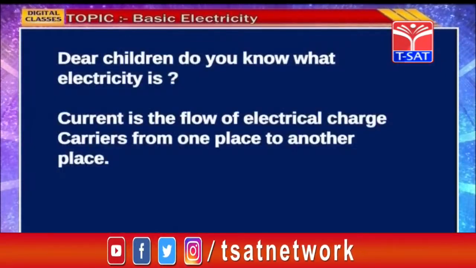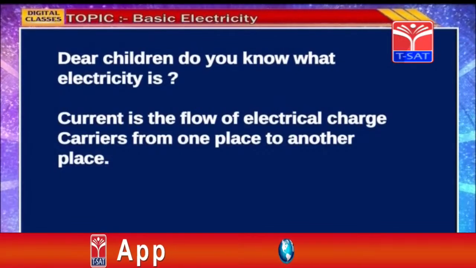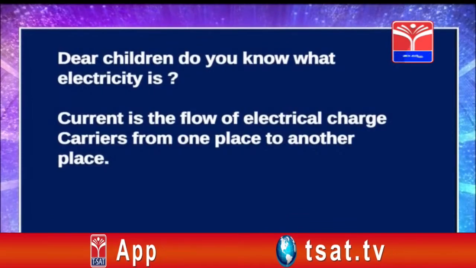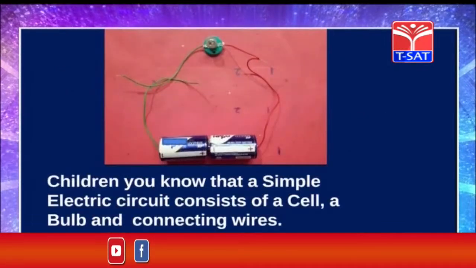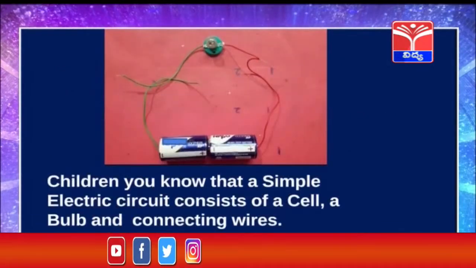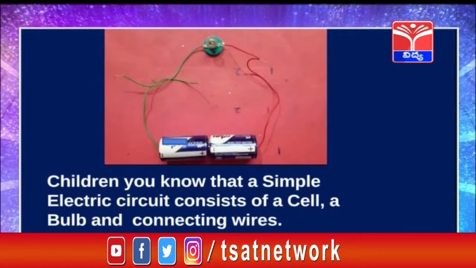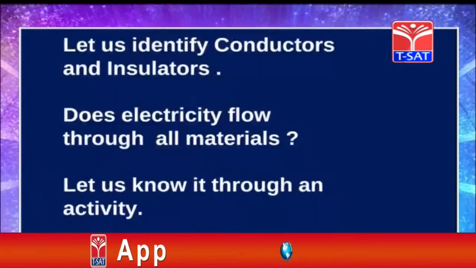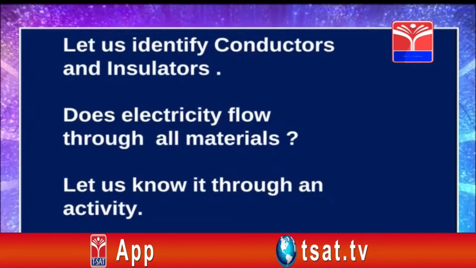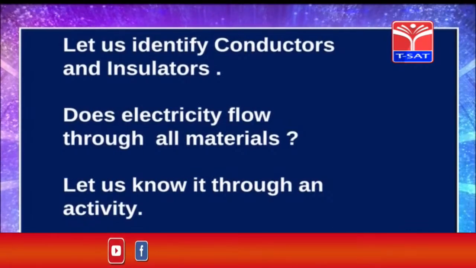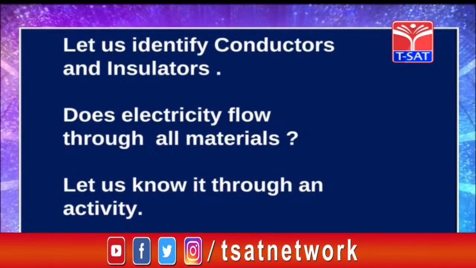Dear children, do you know what electricity is? Current is the flow of electrical charge carriers from one place to another. Children, you know that a simple electric circuit consists of a cell, a bulb and connecting wires. Let us identify conductors and insulators. Does electricity flow through all materials? Let us know it through an activity.